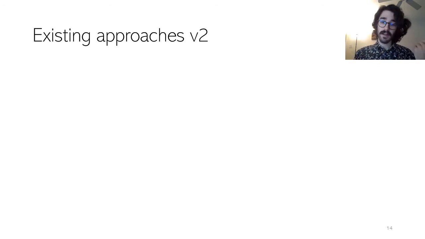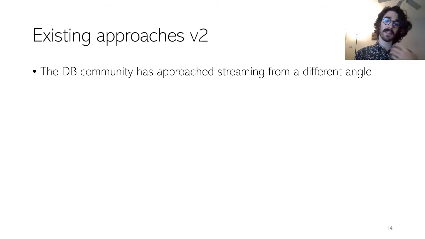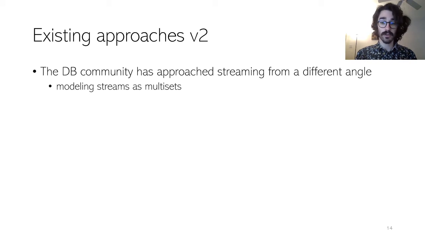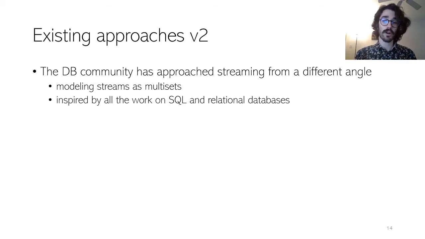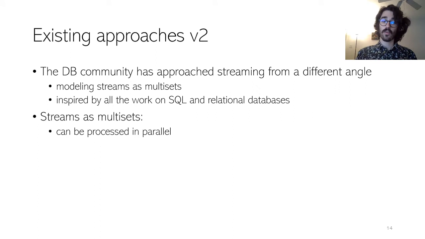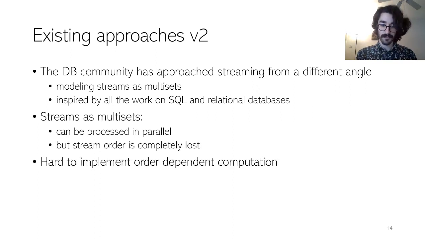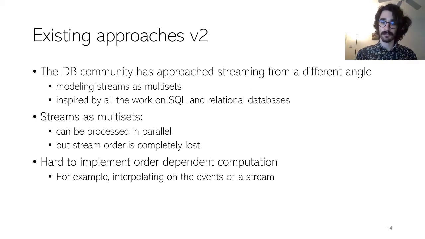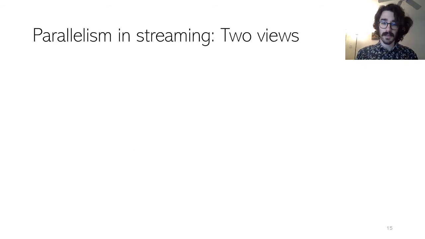So there's another field and another view on streams, and this is coming from the database community, where they have approached streaming from a different angle, modeling streams as multisets. And this is inspired by all the work on SQL and relational databases. When we view streams as multisets, the benefit is that they can be processed in parallel, but their stream order is completely lost. And this means that it's very hard to implement order-dependent computation. For example, interpolating on the events of a stream becomes very hard.